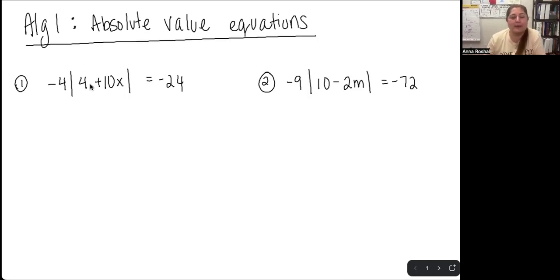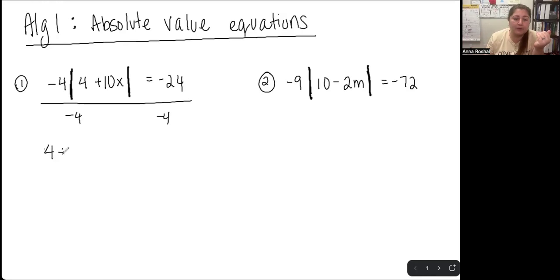Ideally, what we're doing is essentially creating this absolute value, and I'm going to make it a little bit more bold so that it's visible and doesn't look like a one. We're taking this absolute value and getting it on its own so that we can actually remove it from the absolute value. My first step is to divide both sides by -4, and I'm going to end up with the absolute value of 4 plus 10x equals 6.